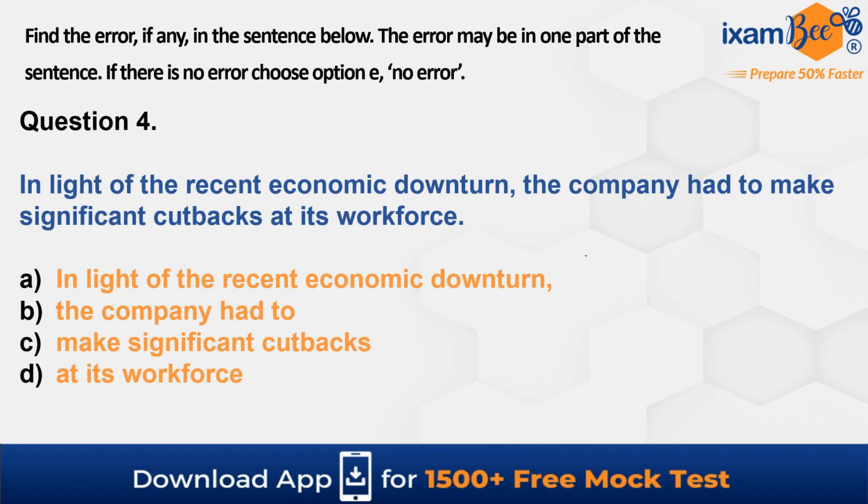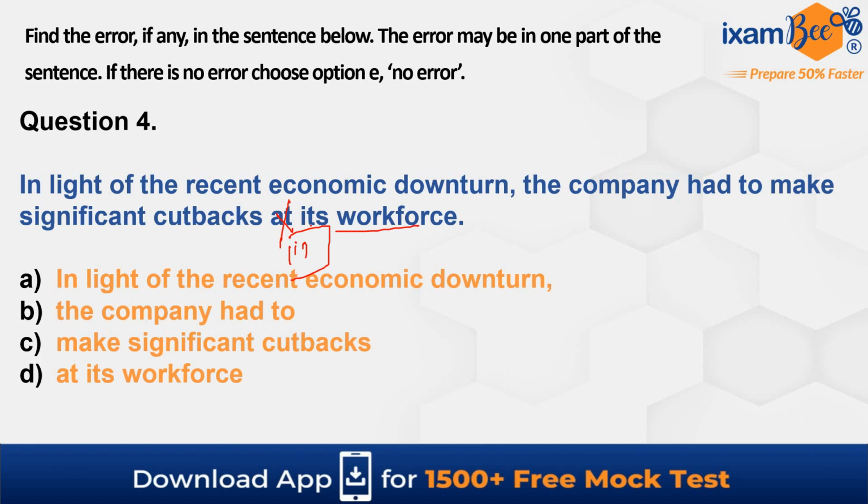Next question. In light of the recent economic downturn, the company had to make significant cutbacks at its workforce. In light of means what? That means in view of, considering as the case is, right? So in light of the recent economic downturn, because the economic condition is not good, hence the company had to make significant cutbacks at its workforce. The company had to reduce its workforce, right? Workforce can be said a team. So at is incorrect. The preposition in should come here. Cutbacks in its workforce.